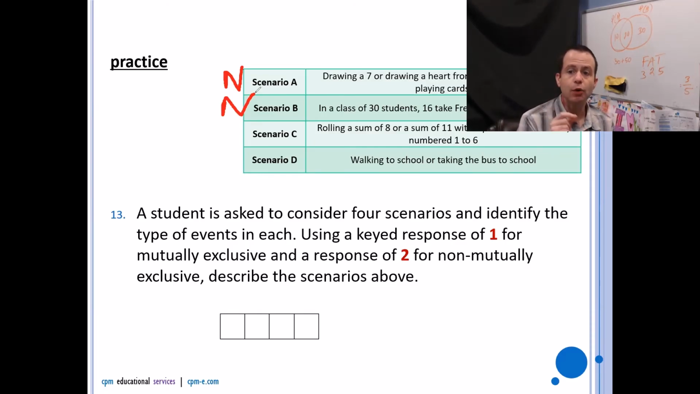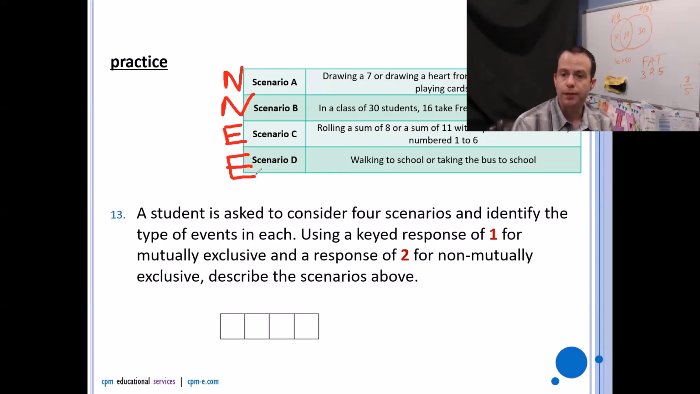Rolling a sum of 8 or a sum of 11 with a pair of 6-sided dice numbered 1 to 6. Can I get a sum of 8 and a sum of 11 at the same time? No, I cannot do that. So they are mutually exclusive. They have nothing to do with each other, okay? Walking to school or taking the bus to school. Can I walk and take the bus at the same time? No, okay? So they are also mutually exclusive.